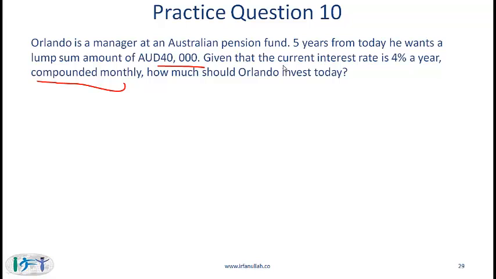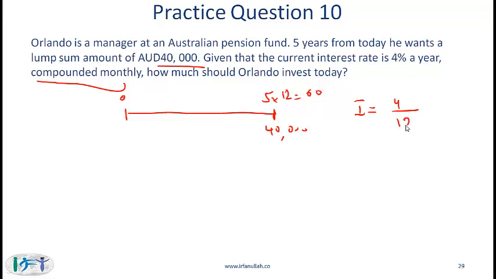This is similar to what we have seen before, but the compounding now is monthly. So if he is going to receive, or he wants to receive 40,000, this is 5 years from today, but we are doing monthly compounding. So in terms of number of periods, we have at this point 5 into 12, which is 60. Between time 0 and end of year 5, we have 60 periods, and the interest rate for each period is going to be 4% divided by 12.